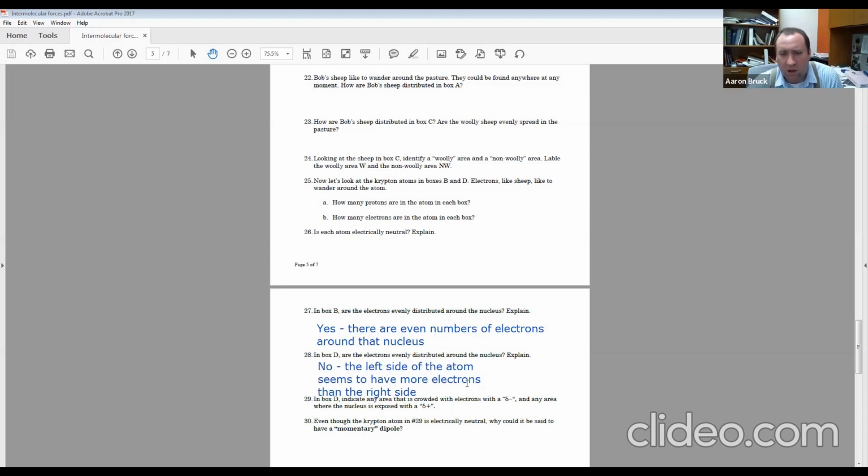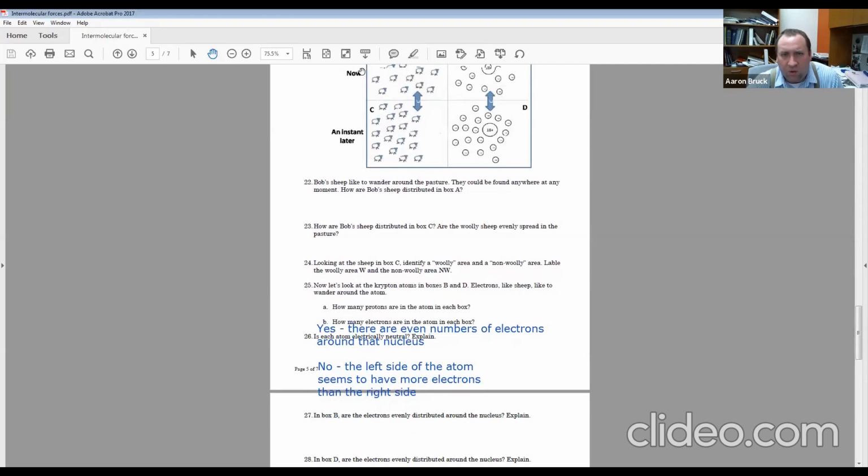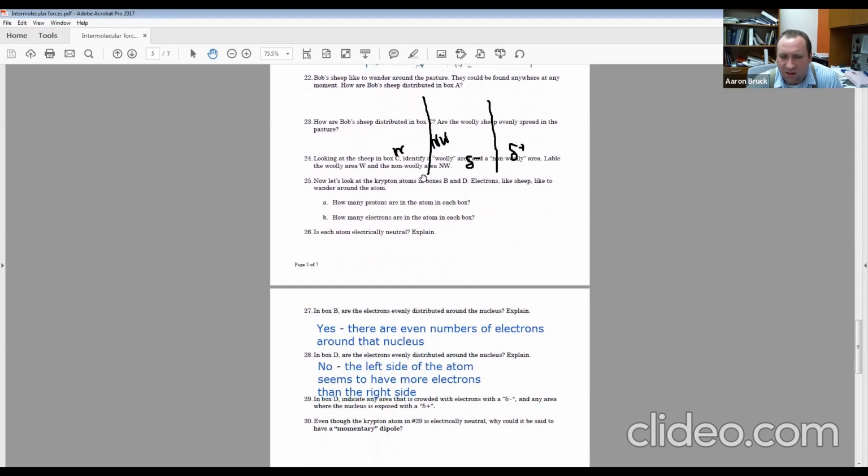And so if I'm comparing, doing the same thing I did with the polar molecules, I can see that because this side seems to have a little bit more, I'm going to put a partial negative, delta negative, on this side, and a delta positive on this side, just like I had a woolly section over here and a non-woolly section over here. The fact that this is occurring, despite the fact that we have an electrically neutral atom, gives us a momentary dipole.